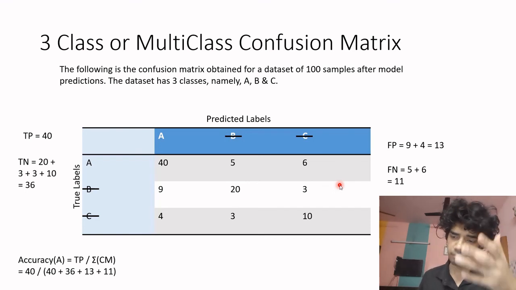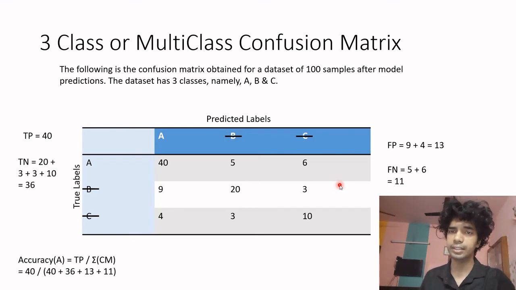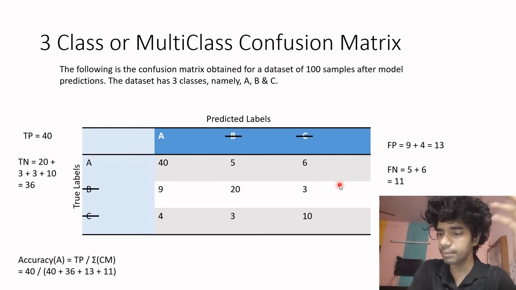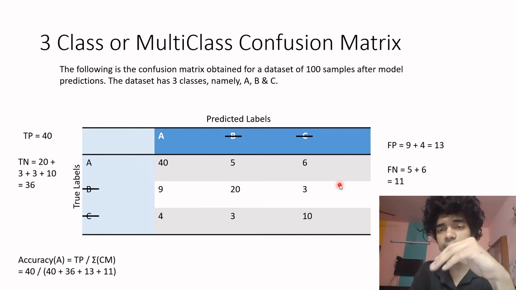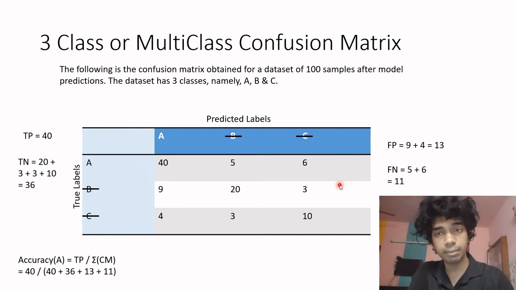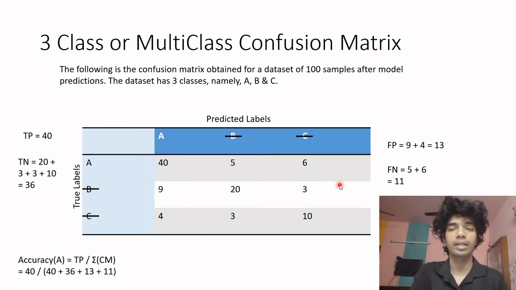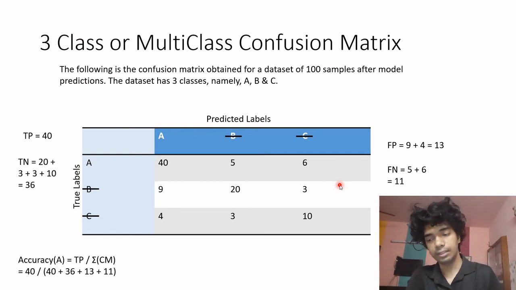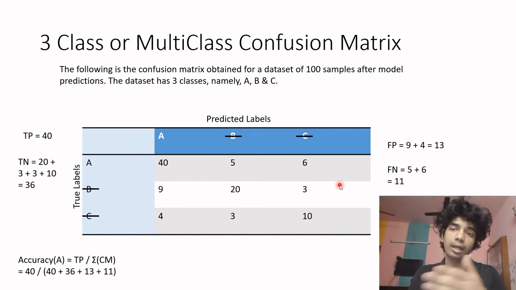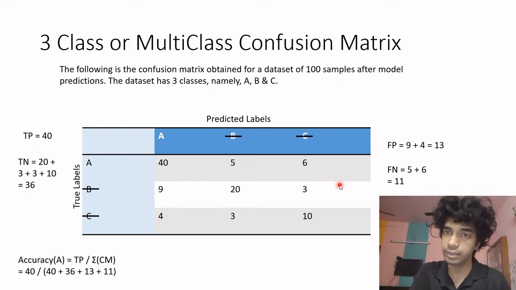So in this particular case, we are concerned with class A, and thereby we have the accuracy value. Whatever accuracy value we calculate using these particular parameters, the true positive, the false positive, the true negative, and the false negative, would be the accuracy value for class A. So if we calculate this metric for accuracy, this would be for A. You can calculate accuracy for B. You can calculate accuracy for C.